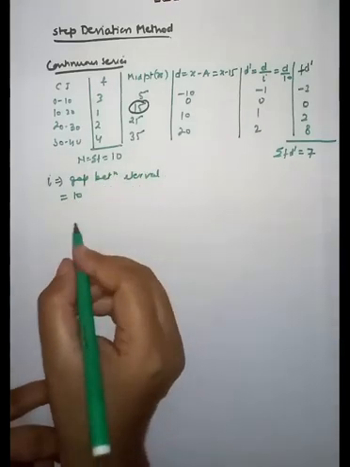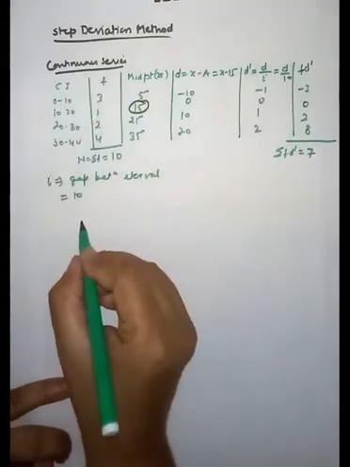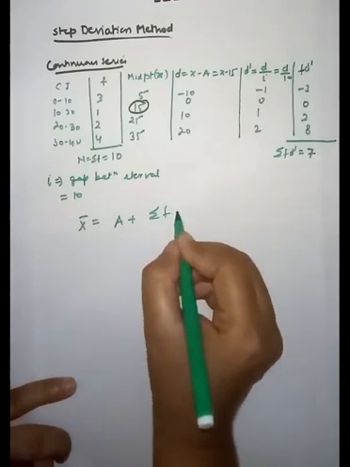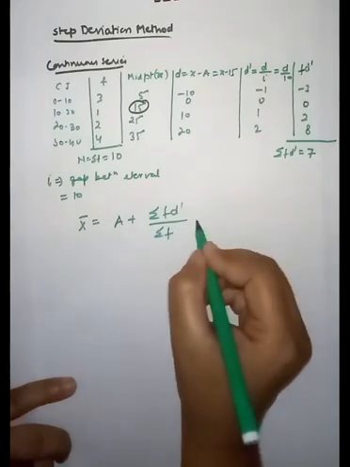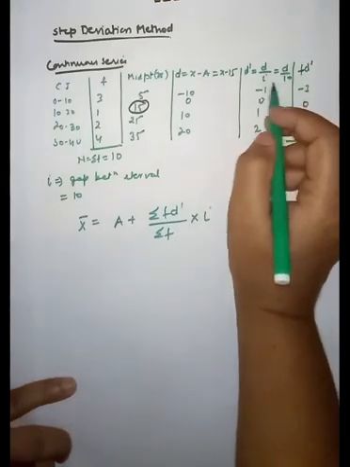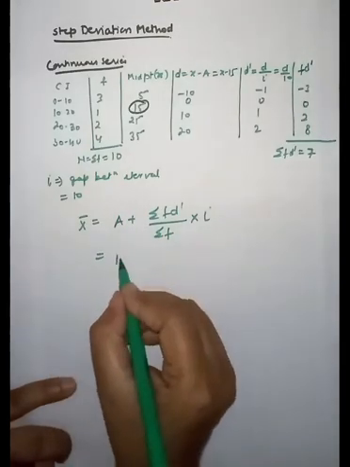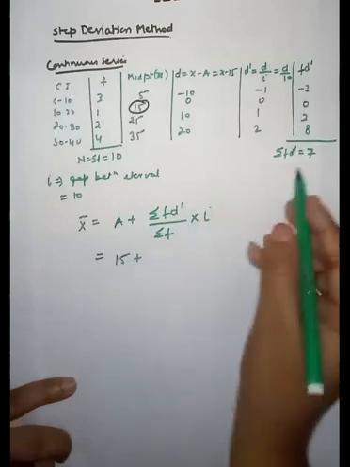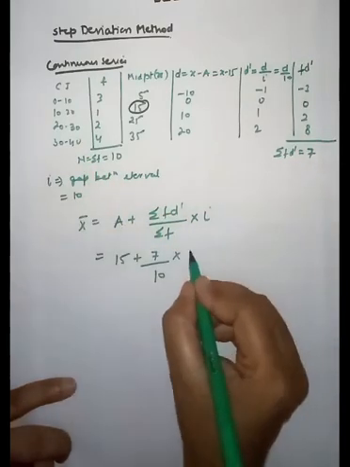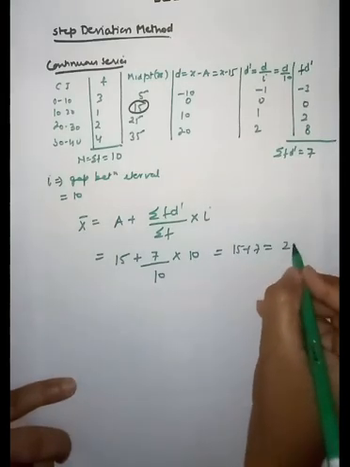Now the formula for the arithmetic mean by the step deviation method: x bar equals a plus summation f d dash upon summation f, into i. Because I divided by i, to balance it I multiply by i. So a is 15, the assumed mean, summation f d dash is 7, summation f is 10 and i is 10. So this comes to 15 plus 7, and the value is 22.